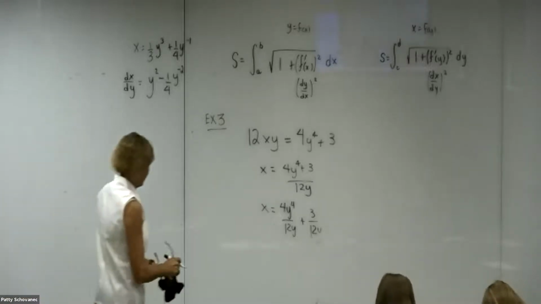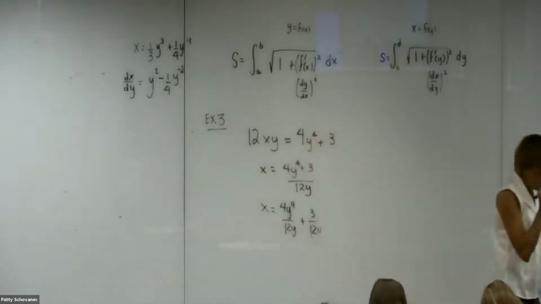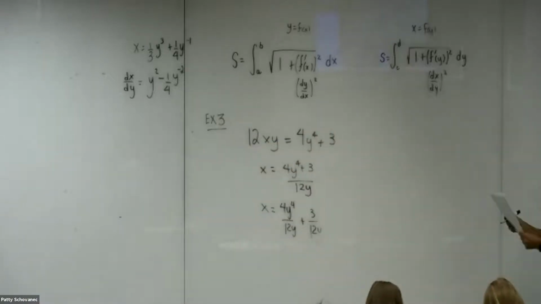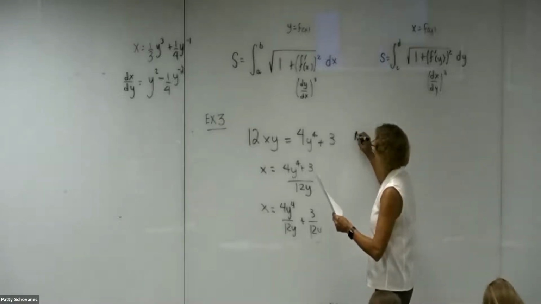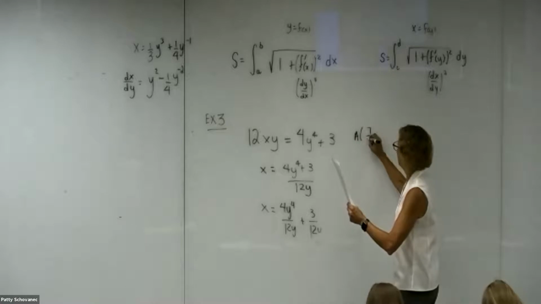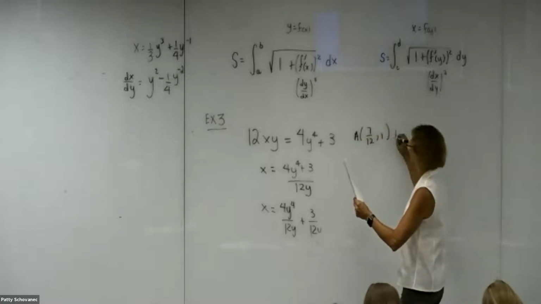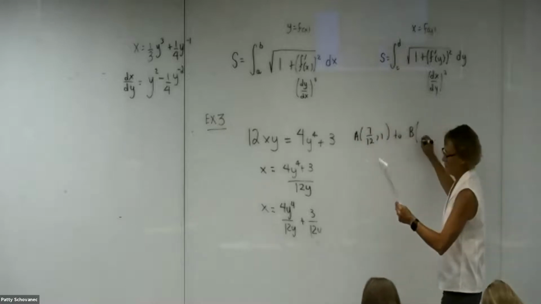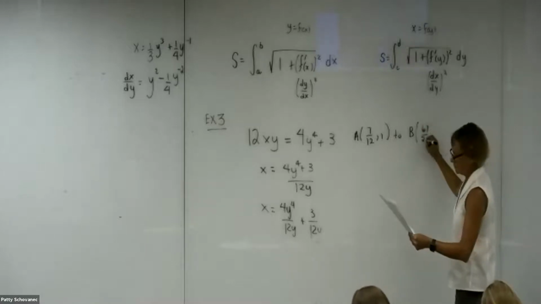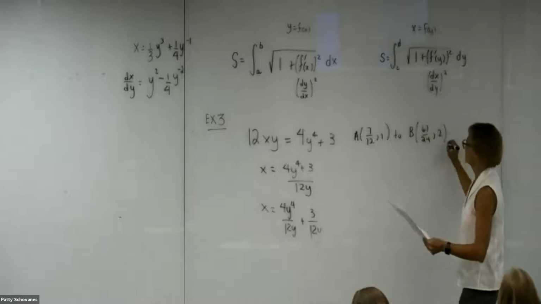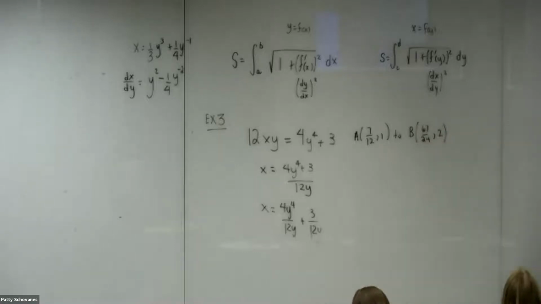Then we had an ordered pair. I didn't write that down. I'm going to need my ordered pairs. We want the arc length from point A, 7/12, to point B, 67/24, to the point 2. And already the y's look better than the x's, don't they? So let's put it all in here and see if we can do that integral.